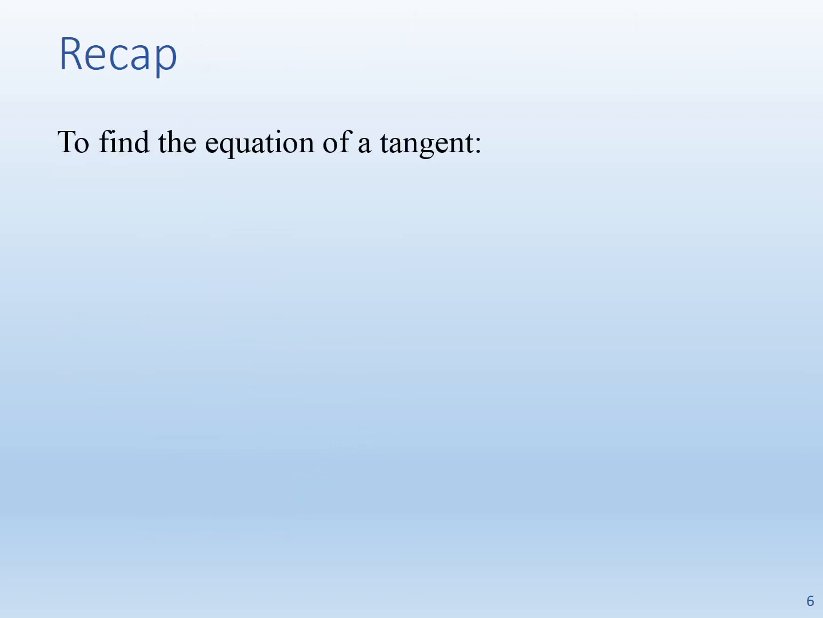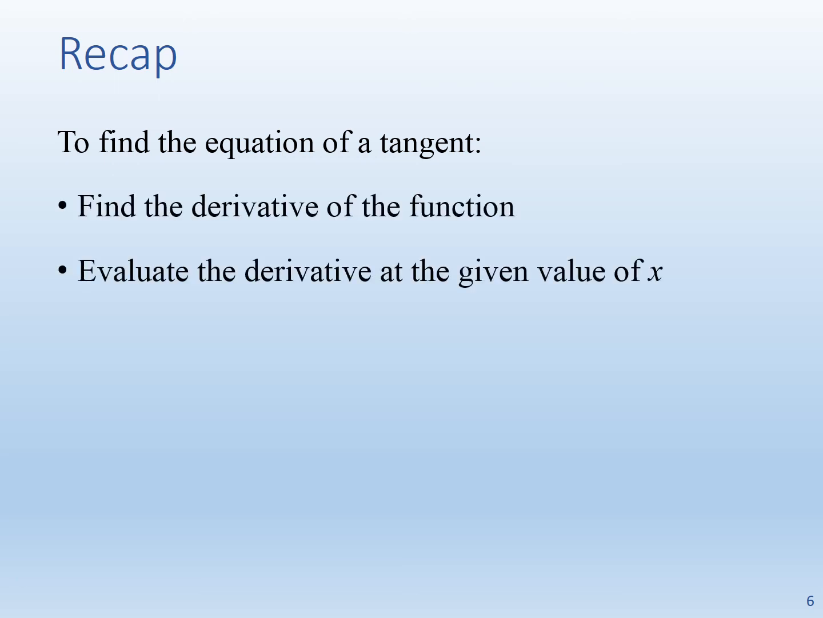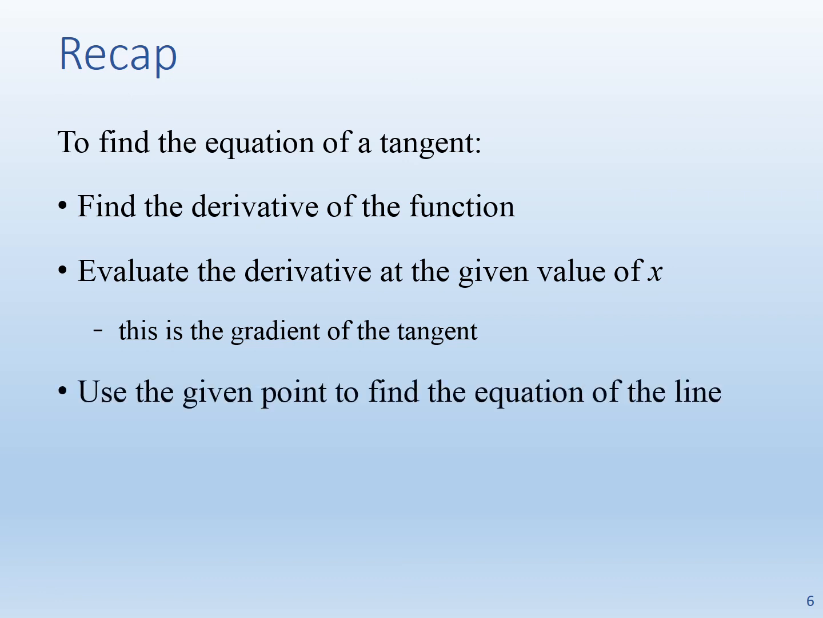So we've seen that we can find the equation of the tangent by finding the derivative of the function firstly, and then evaluating that derivative at the given value of x. And that'll give us the gradient of the tangent line. We then use that gradient and the given point to find the equation of the line.